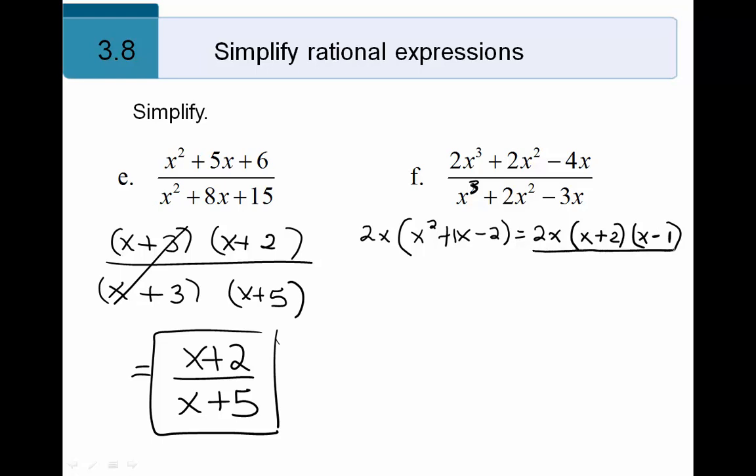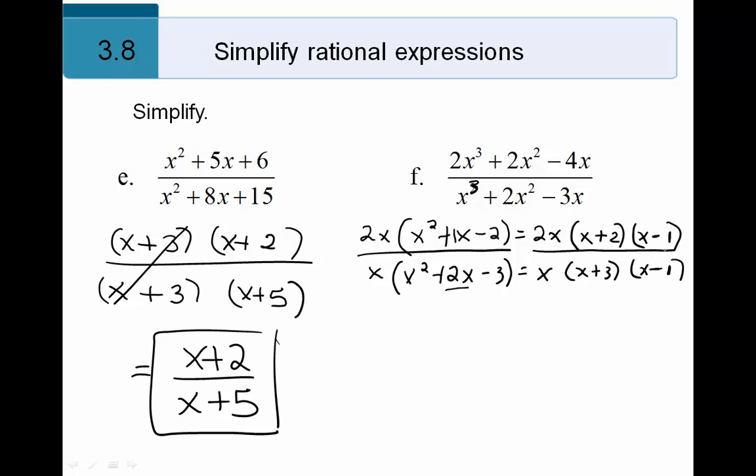Okay? And now on the bottom, I need to factor the x cubed plus 2x squared minus 3x. I can factor an x out of there. And if I factor an x out, I'll have x squared plus 2x minus 3. Okay? So I have an x. Now I'll factor my trinomial, x and x. Factors of 3 are 3 and 1. It needs to add up to positive 2x, so that will be a positive 3 and a negative 1.